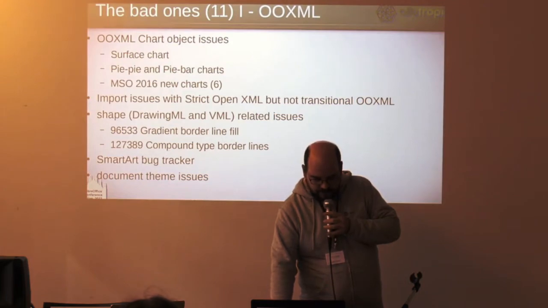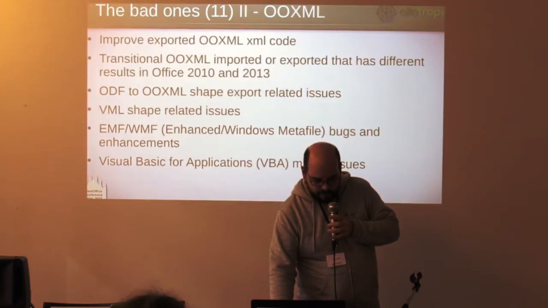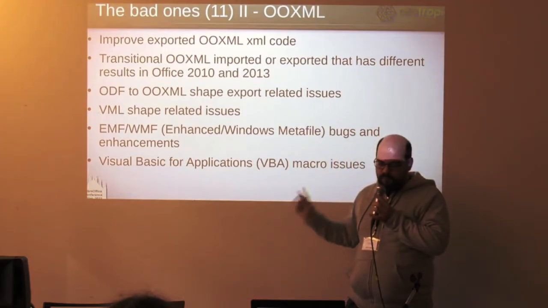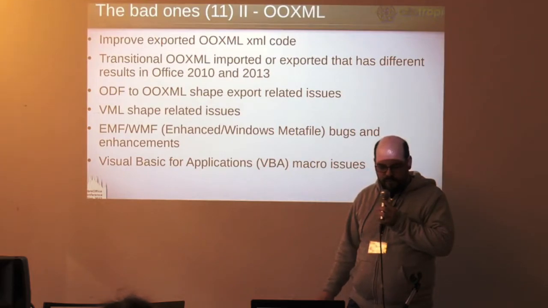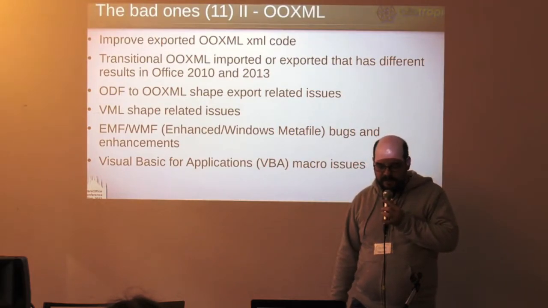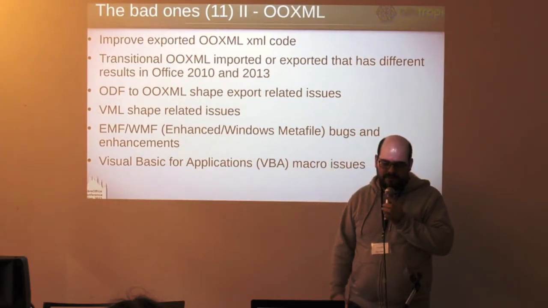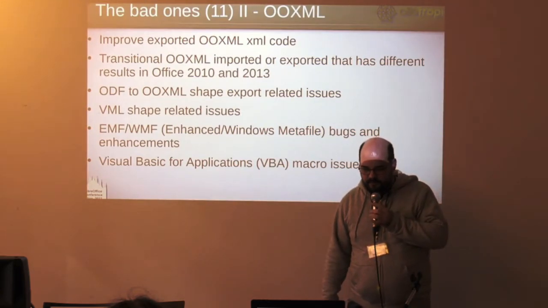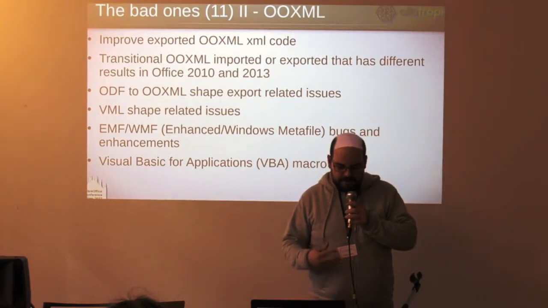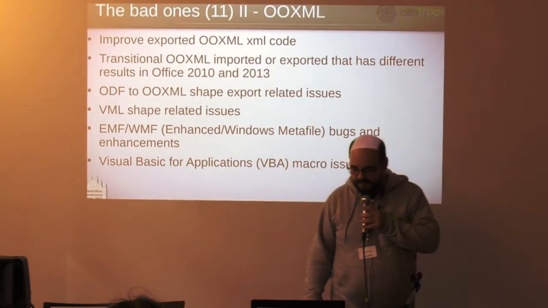So we have little time left. I will just fast forward. More bad categories for OXML, including, of course, VML shape and EMF, VMF support, which is an image file format, and VBA macro issues. I'm actually surprised that VBA is not in the ugly category, but it should really be there.